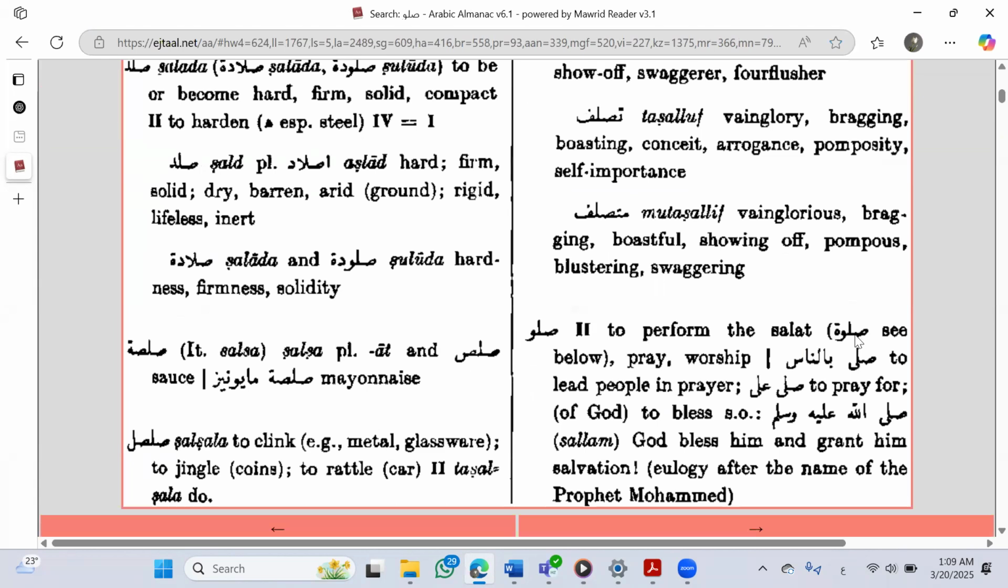Only one masdar. So this is the same case like rahima yarhamu rahmatan, sola yusolli solatan. So the tamar buta here doesn't have any further meaning, right? Yes, only as the masdar, because there is no other masdar here. Even if you add tasliyatan, it already has tamar buta there.